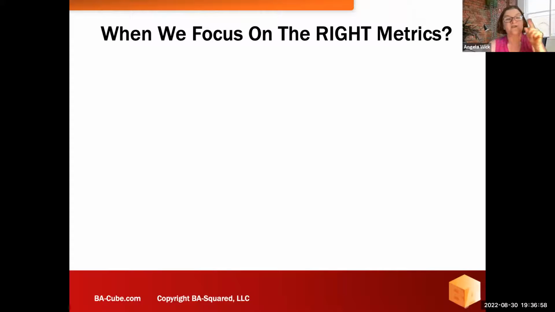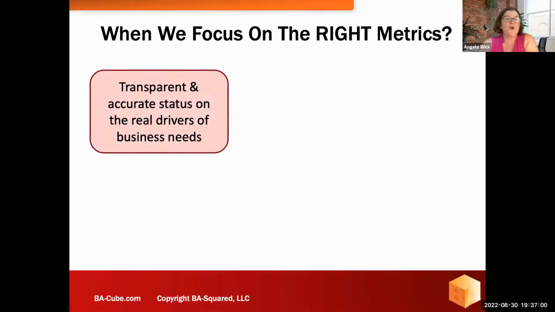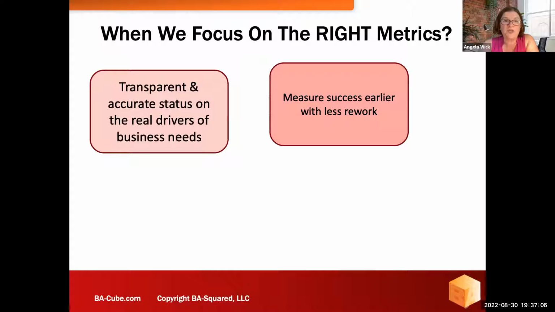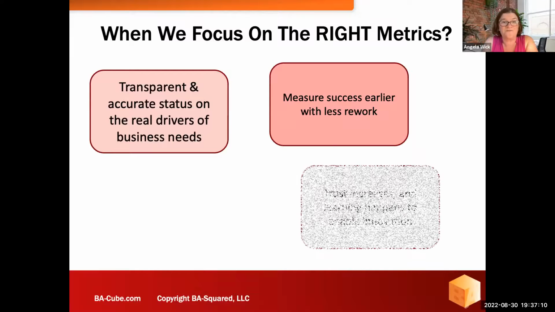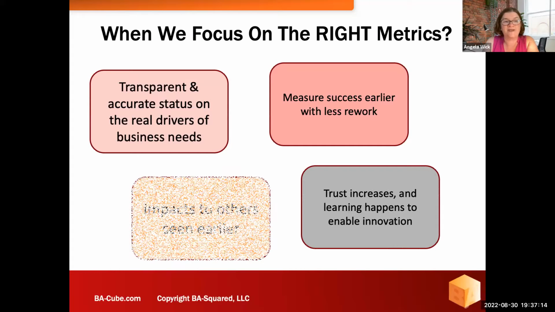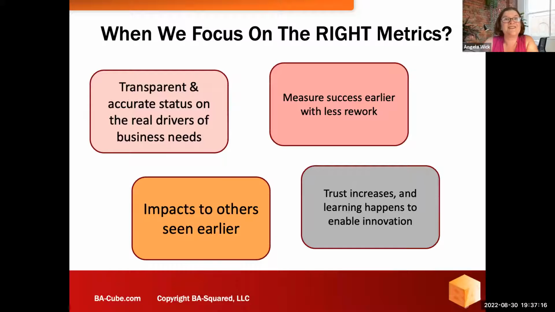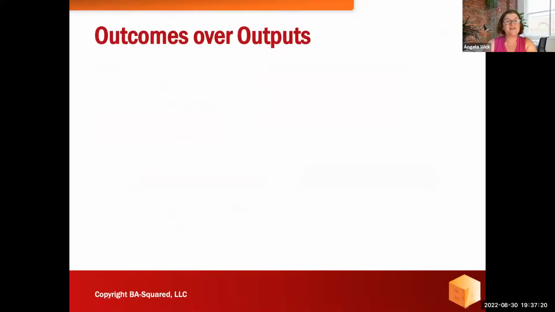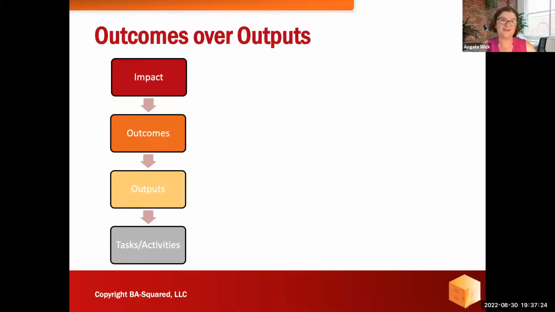So what happens when we do this and we focus on the right metrics? We get transparent and accurate status of the real drivers of business needs, not the project itself. We measure success earlier and with less rework. Trust increases and learning happens that enables innovation. And impacts to others, if they're adverse, are seen much earlier. And what this is really called is focusing on outcomes over outputs.